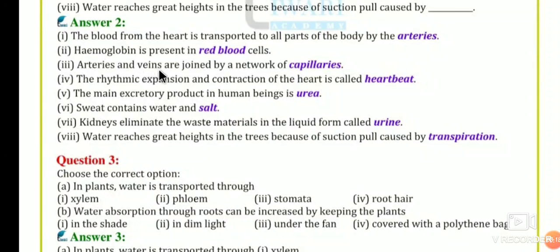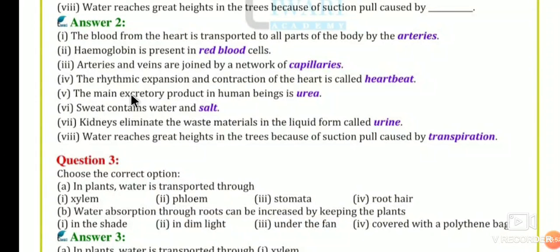Due to the presence of hemoglobin, the blood is red in color. Next, arteries and veins are joined by a network of capillaries. The simple structure is already given in your textbook. Capillaries carry blood from different parts of the body to the heart and supply blood from the heart to the different parts of the body. That is the connection between arteries and veins. Veins and arteries are joined by capillaries.